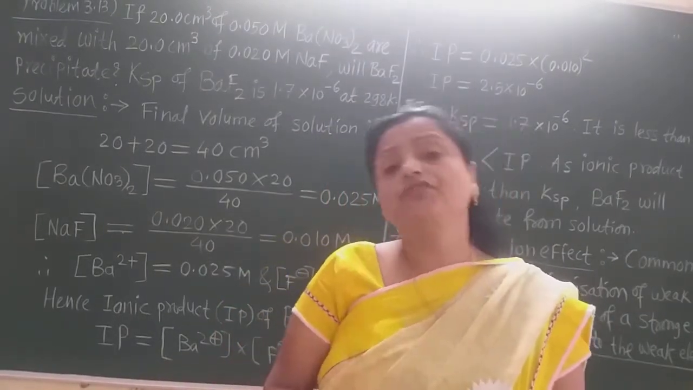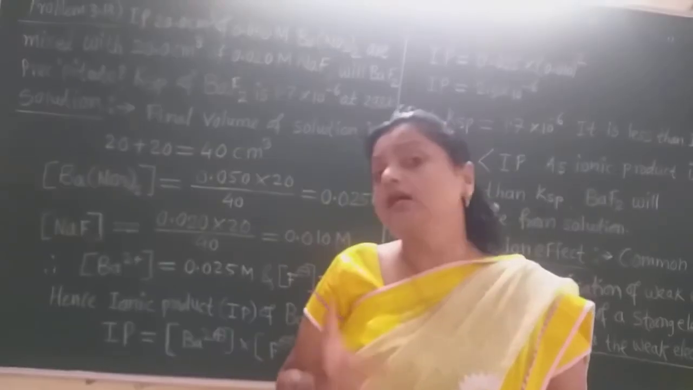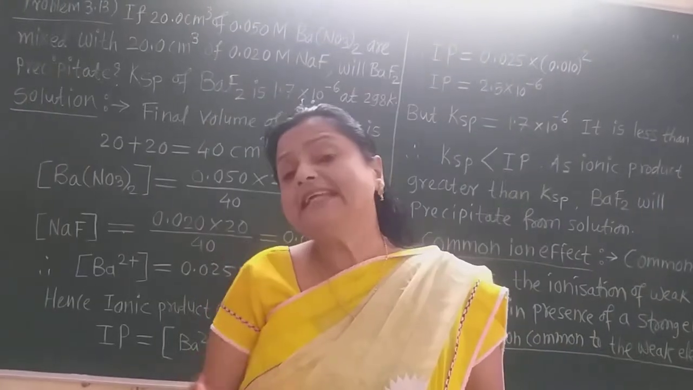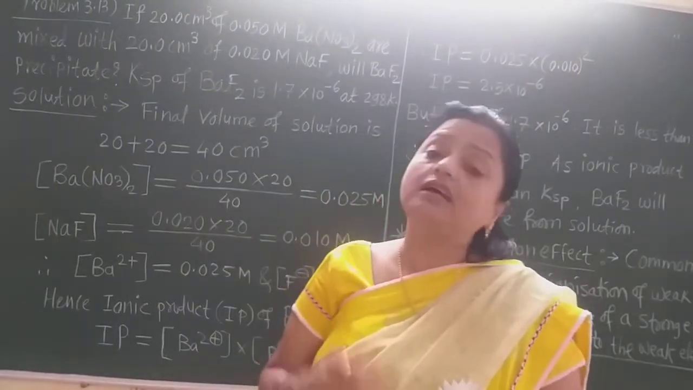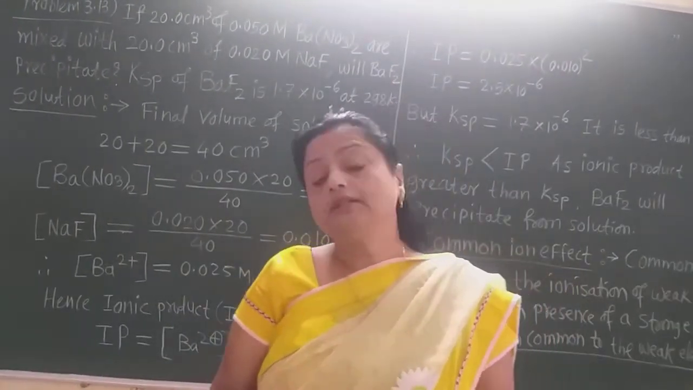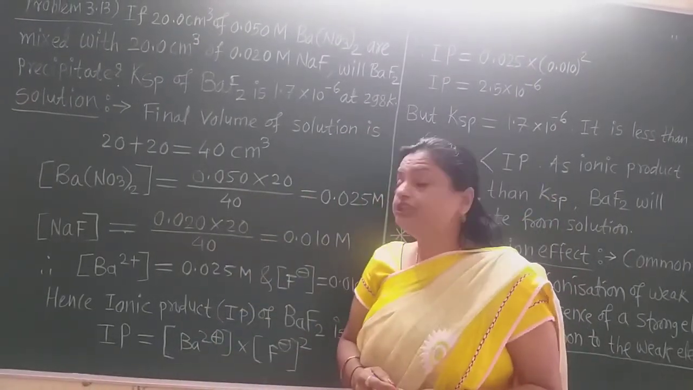In the last lecture we learned that the ionic product must be greater than the solubility product, then there will be formation of precipitate. If such a condition is there in the solution, the precipitation occurs. So this is problem 3.13.